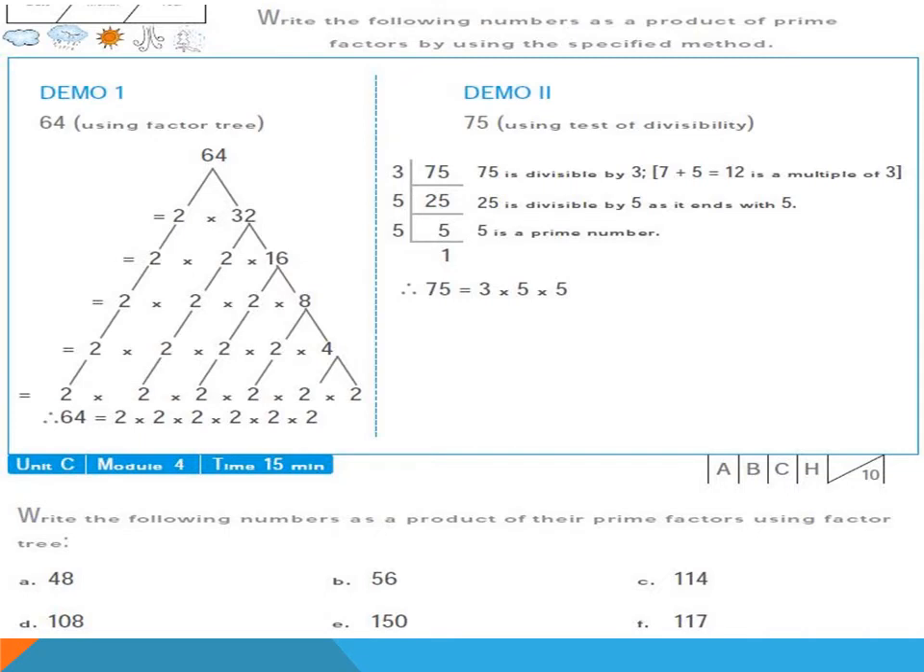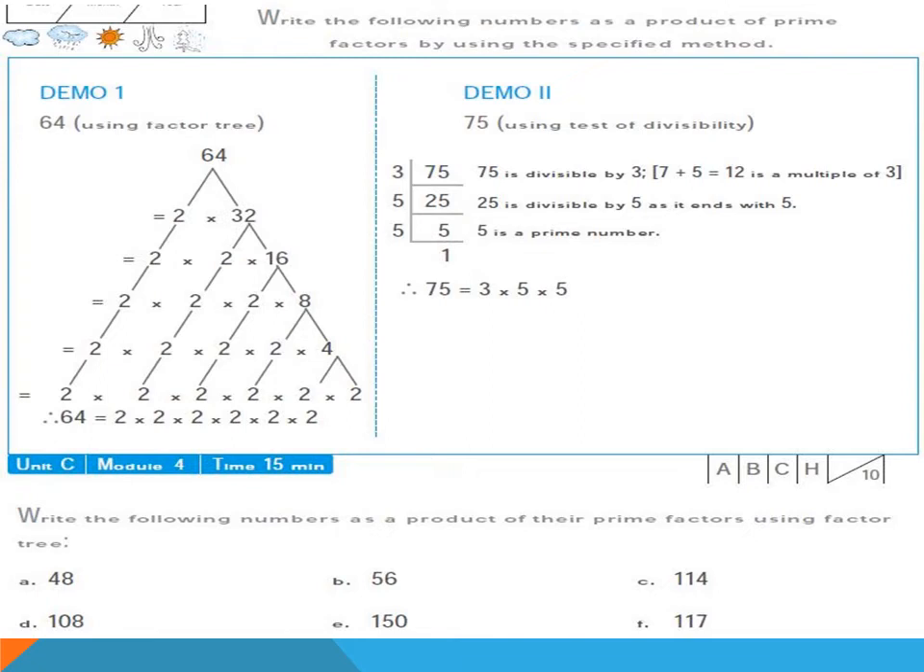Now module number 4. Write the following numbers as a product of prime factors by using the specified method. Demo number 1, we have to prime factorize 64 using the factor tree. So, what is the factor tree? See, 64 is broken up into 2 into 32. Then again 2 into 2 into 16. Then again 16 is broken up into 2 into 8.